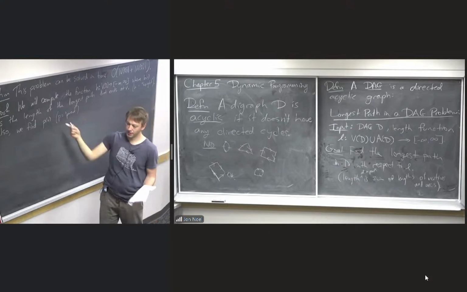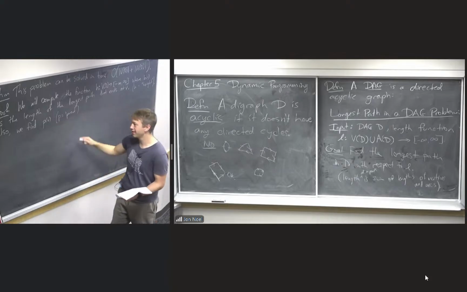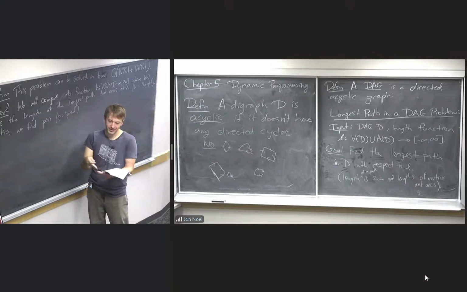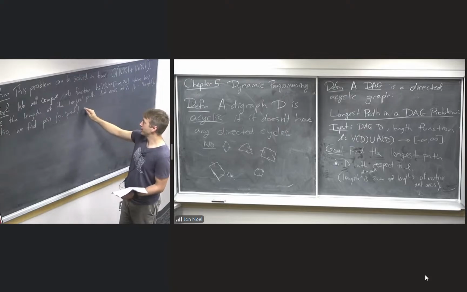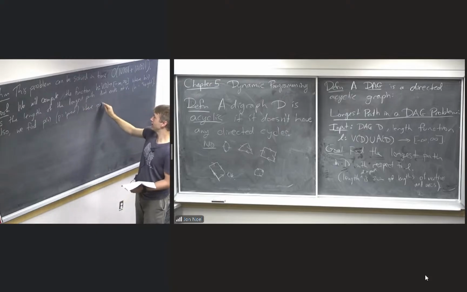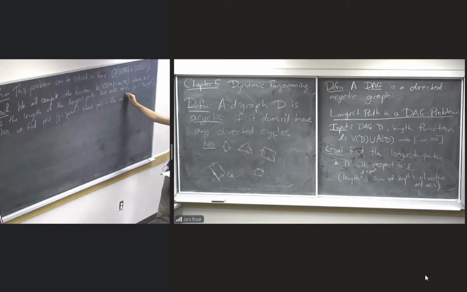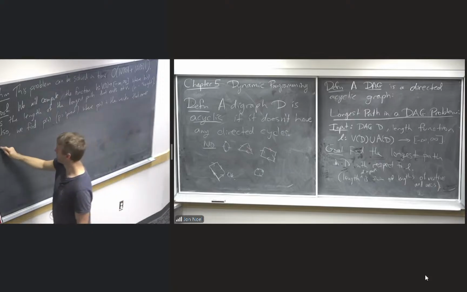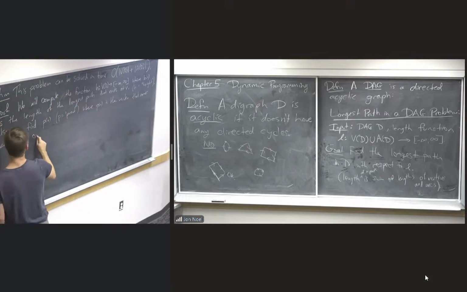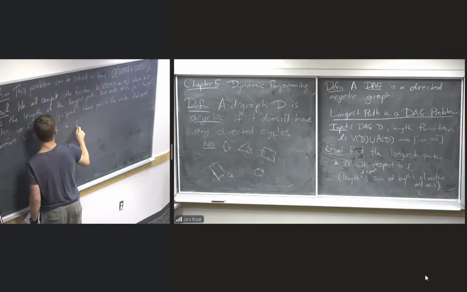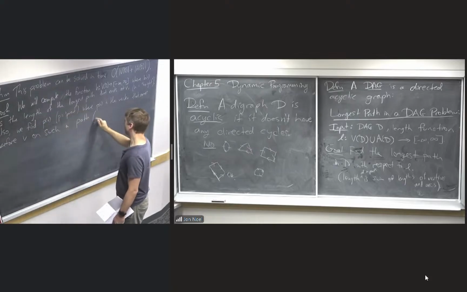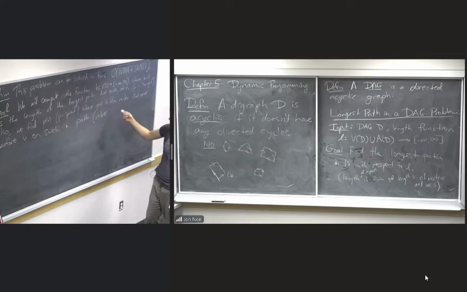Which is like the vertex that comes before v on that path, unless v is the first vertex and the last vertex, in which case p of v will just be v. So p of v is the vertex that comes before v on the path. On such a path, unless v is also the first vertex on the path, in which case we're going to have p of v equals v.